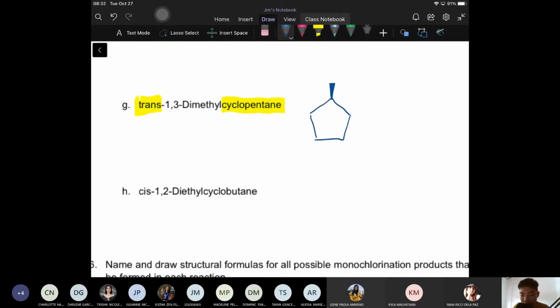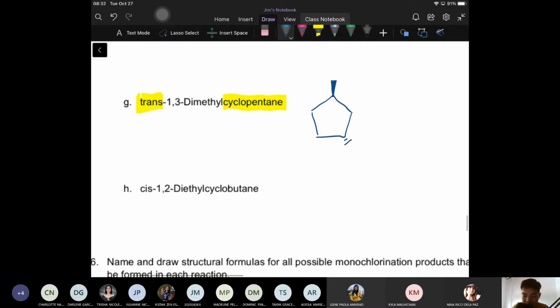Then, paano yung dash? Triangle yan na putol-putol. Basically, tignan mo na lang yung Wi-Fi symbol mo sa cellphone. Ganon yung itsura niya. Okay? So, since this is trans, yung isa ay nasa taas, it is indicated by the solid wedge bond. So, that means yung isa pang methyl dapat ay naka-dashed. Naka-dashed siya. Okay? Ayun, pangit yung drawing ko ulit.